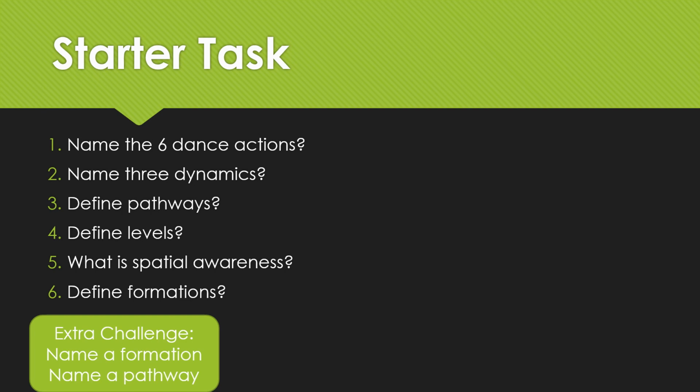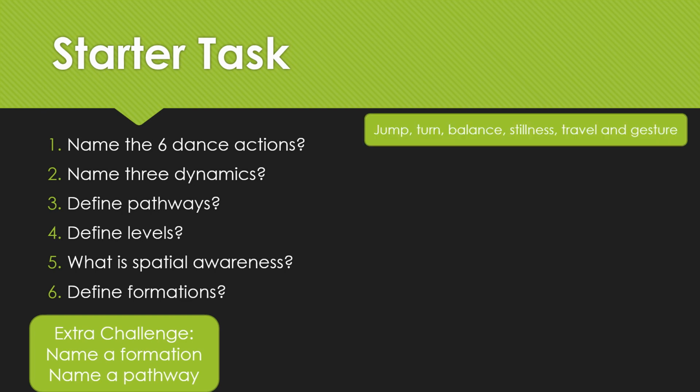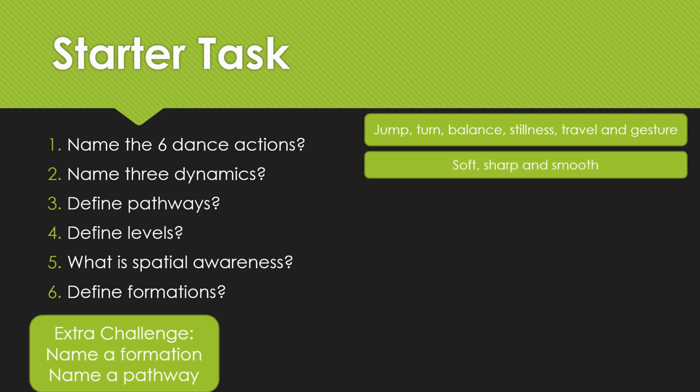Okay, going through the answers. So the 6 dance actions are of course jump, turn, balance, stillness, travel and gesture. 3 dynamics. Now I've just given soft, sharp and smooth. We know that there are tons of dynamics, so just check for yourself, remembering that a dynamic is anything that describes how you perform the movement.